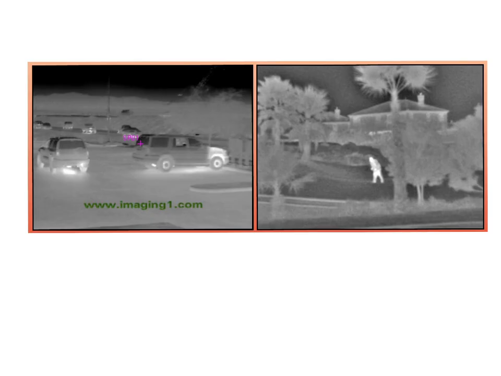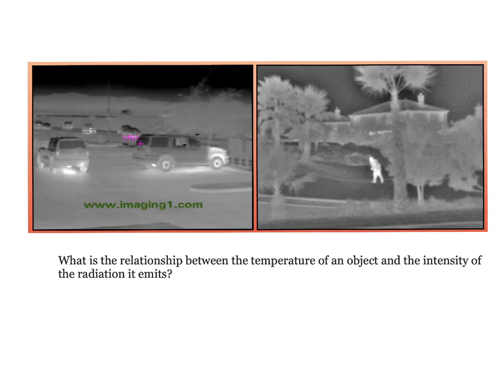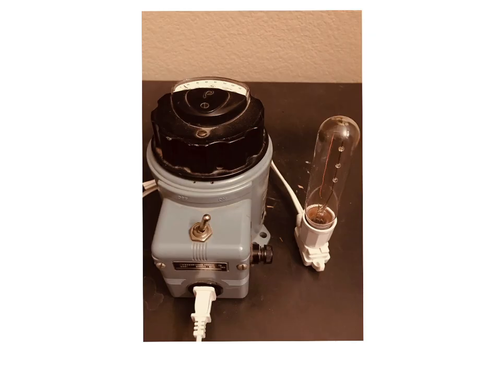Examine these infrared security camera images. What is the relationship between the temperature of an object and the intensity of the radiation it emits? If you don't have access to an apparatus that allows you to vary the energy supplied to the filament of a light bulb, you may use the next few slides to help you answer question 2.